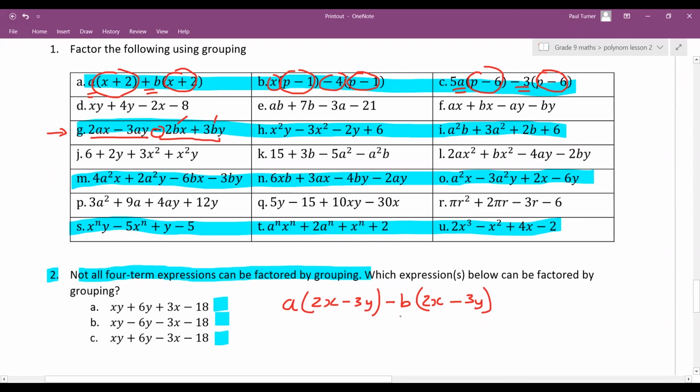Okay, so check by expanding. Minus b times 2x, minus 2bx, minus b times minus 3y, plus 3by. Because remember, negative times negative is positive. So then you're going to be left with 2x minus 3y, a minus b for that one. Okay, I'll erase that one.